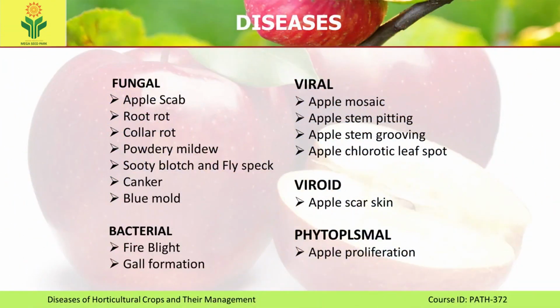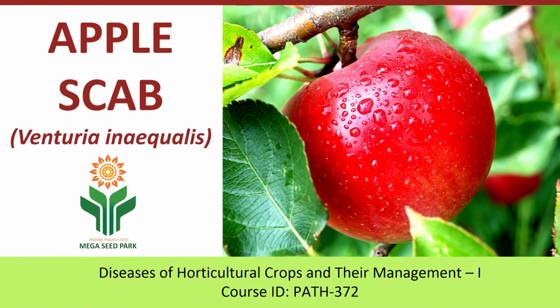Now we should know which diseases are causing losses to this crop. So we'll start first with the fungal diseases. The most important diseases are apple scab, root rot, collar rot, powdery mildew, sooty blotch and fly speck, canker and blue mold. So we'll start first with apple scab.